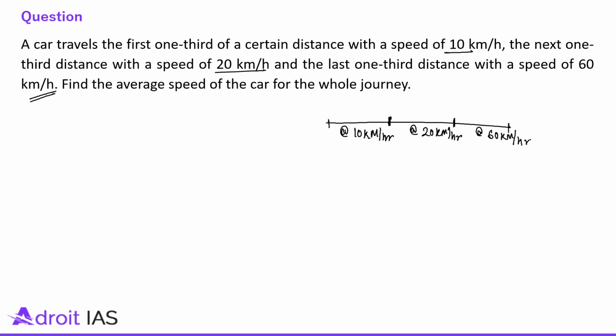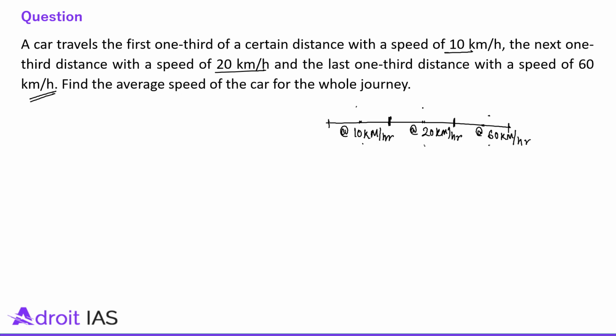Fine. See, they all are equal, right? Because this is the first 1/3, this is the second 1/3, and this is the third 1/3. So they all are 1/3 of the entire journey, so they all are equal, right? Now all these 3 will be divided. See, the thing is, we need to find the total time. So time will be this distance divided by this speed, right?